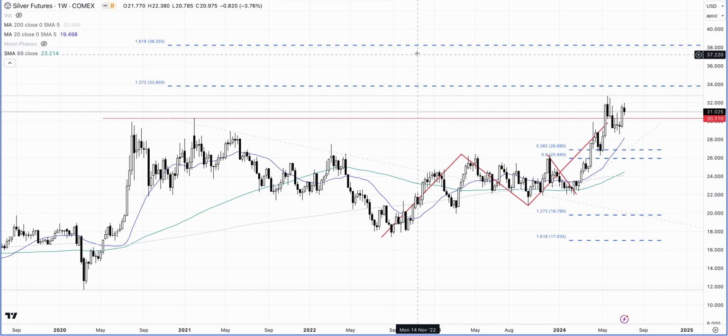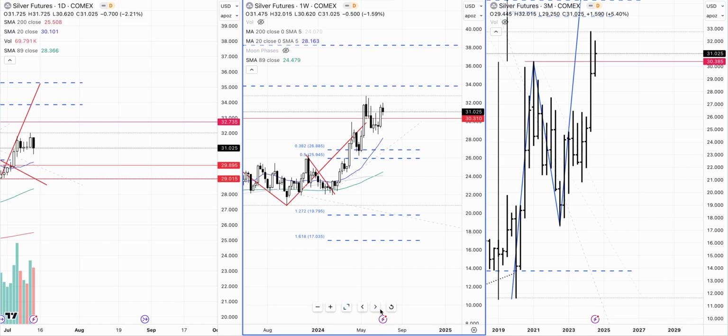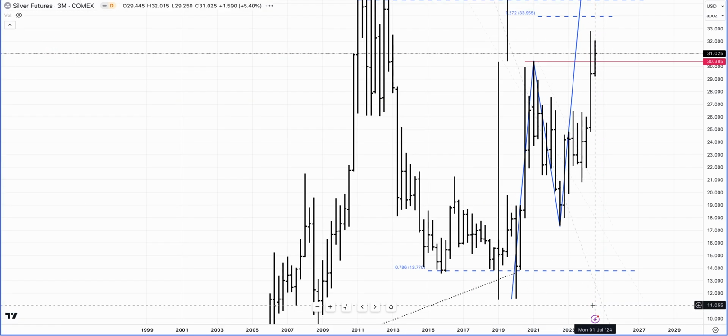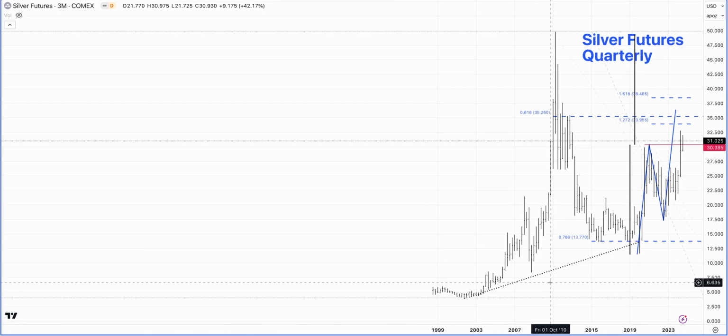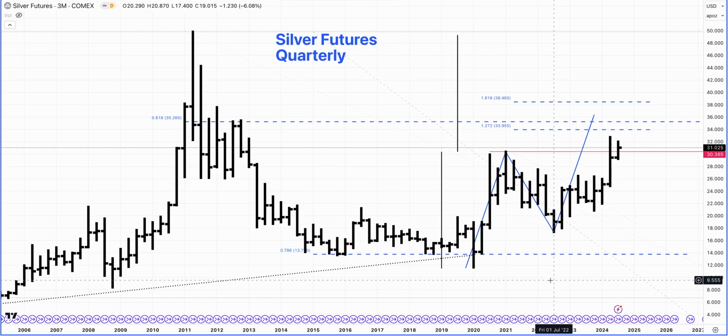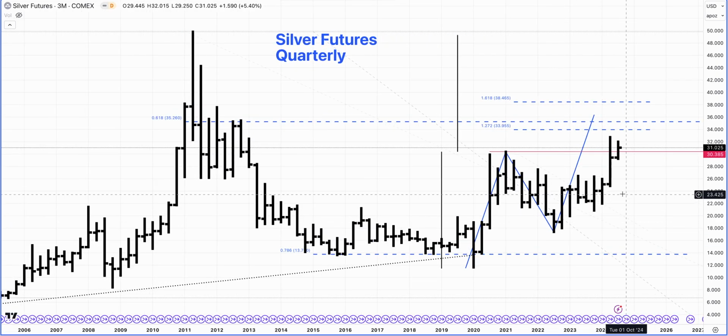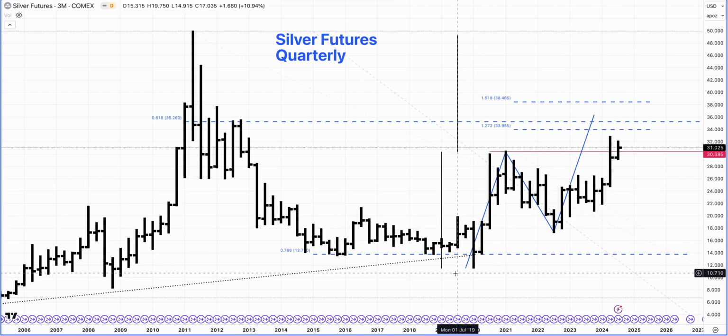We got 3380 and 3825 as the levels to watch. And if we take a look at the quarterly chart, each bar represents 3 months of trading activity. So these are quarterly charts. We have this big ABCD taking us to 35 to 38.